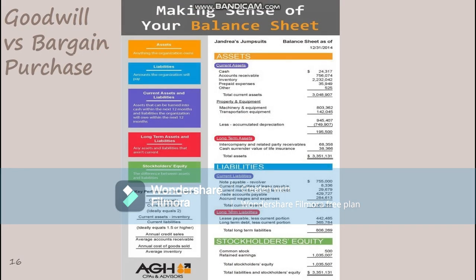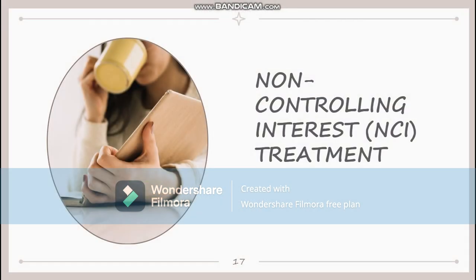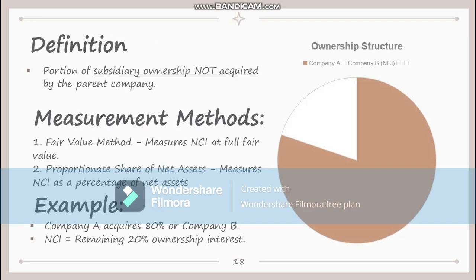Now that we have understood goodwill and bargain purchase, let us go to non-controlling interest treatment, or NCI treatment. A non-controlling interest is the part of the subsidiary's ownership not owned by the main company. Under IFRS 3, there are two ways to measure NCI. Number one is the fair value method. This measures NCI by looking at the fair value of the subsidiary's total equity.